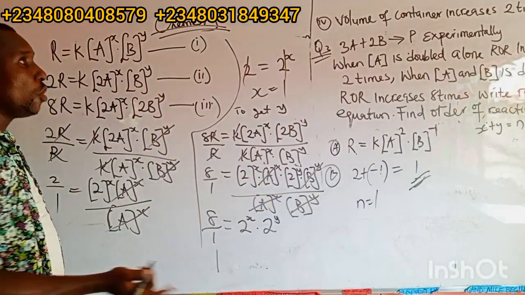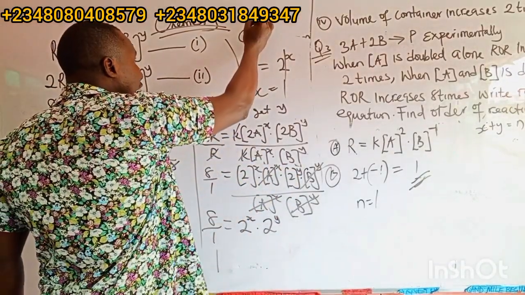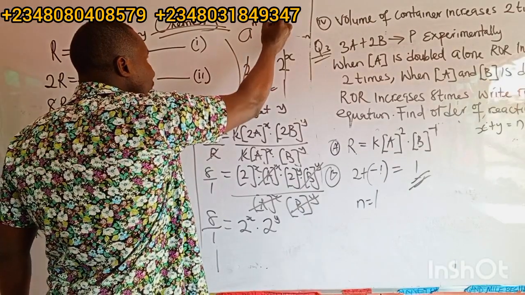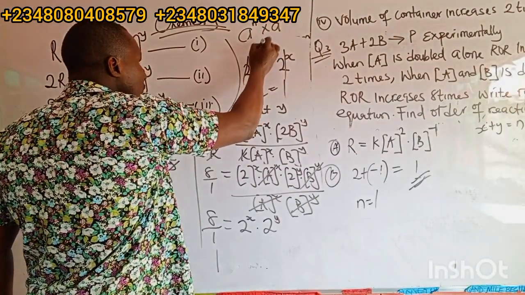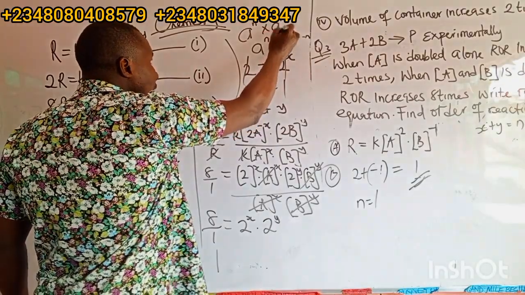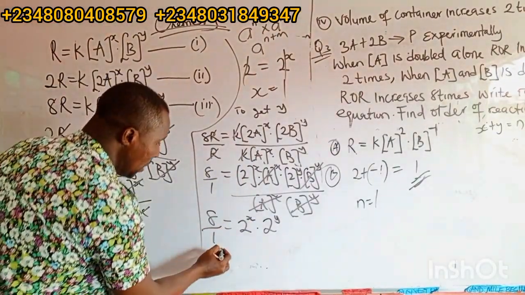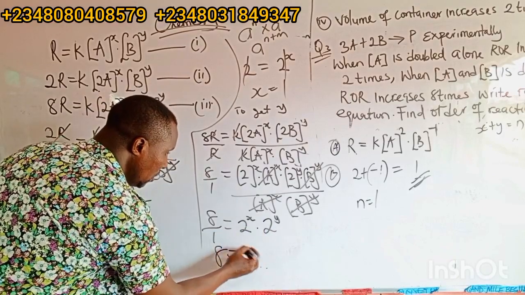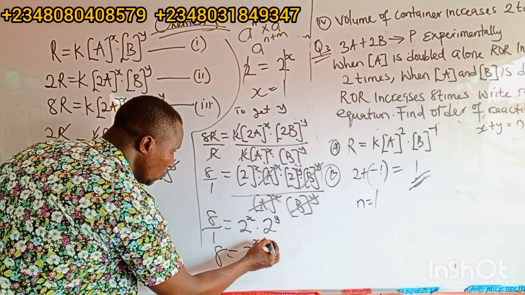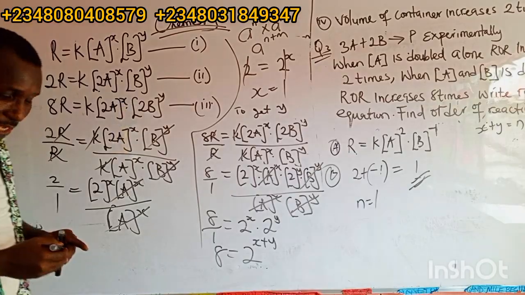Law of indices. A raised to power N times A raised to power M, the same base A, then N plus M. The same base. That means from here, I will have 8 equal to the same base, 2 raised to power X plus Y.